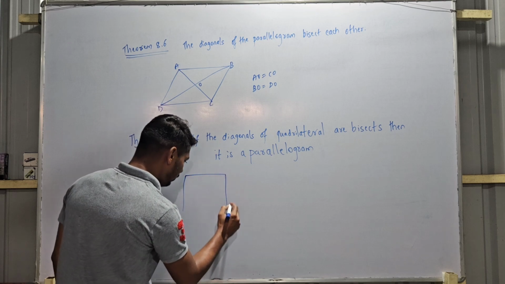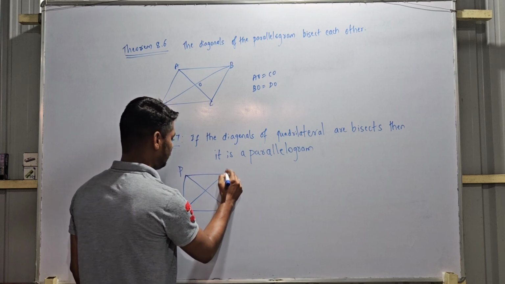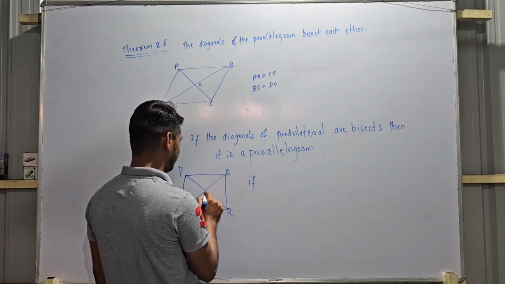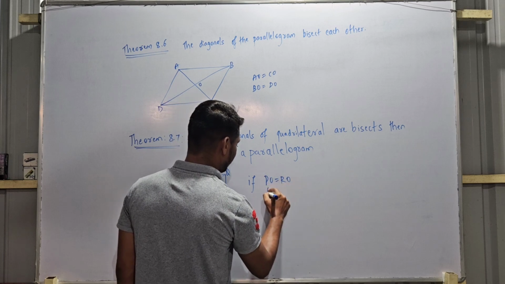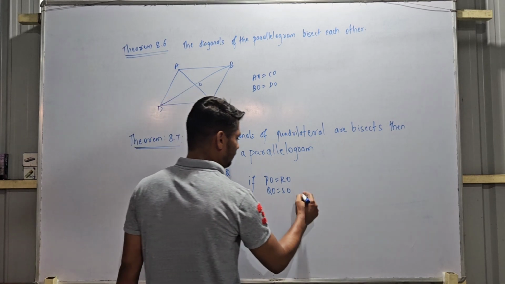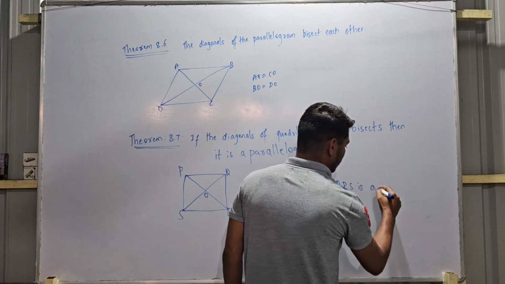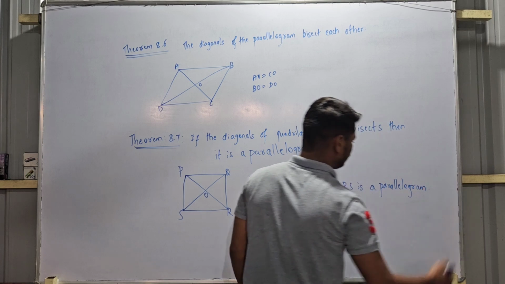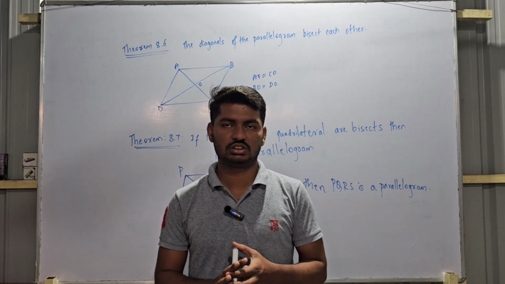You take any quadrilateral. If the diagonals are bisecting, here I'll take this as PQRS. Let us consider it is intersecting at point O. If PO equal to RO and QO equal to SO, then 100%, PQRS is a parallelogram. So this is about all 7 statements of the chapter quadrilaterals.